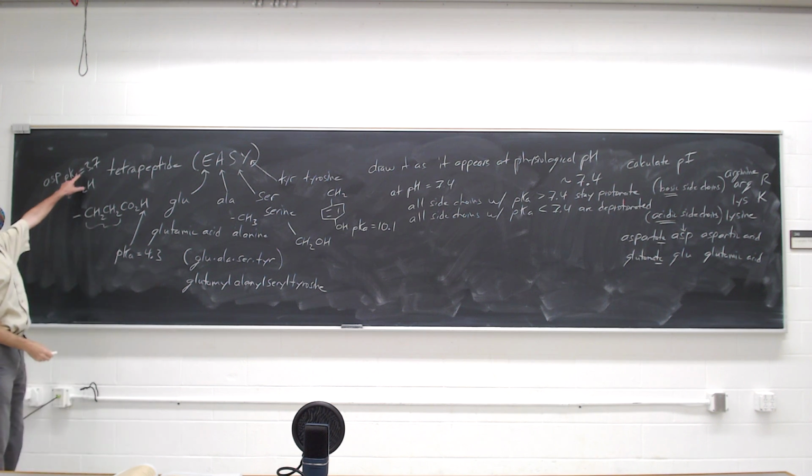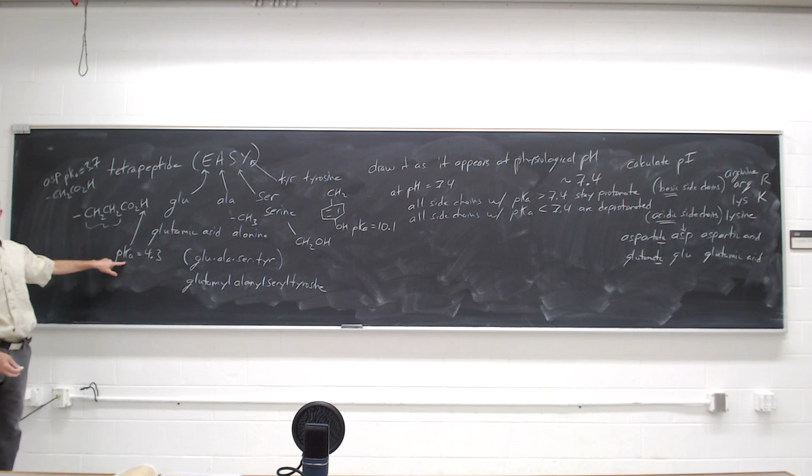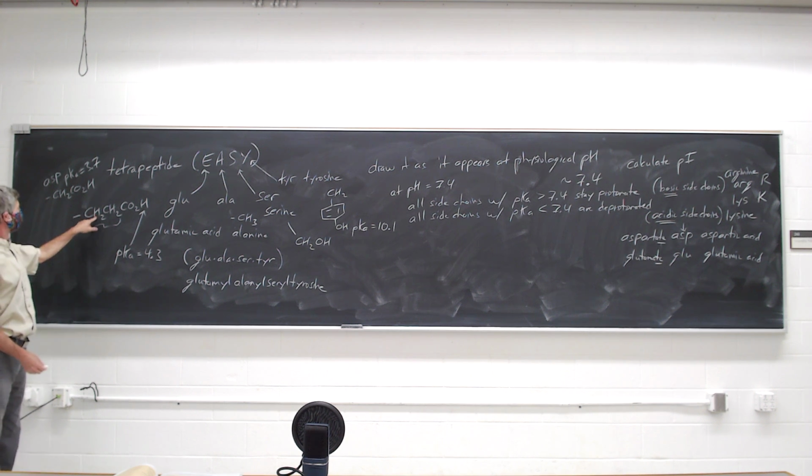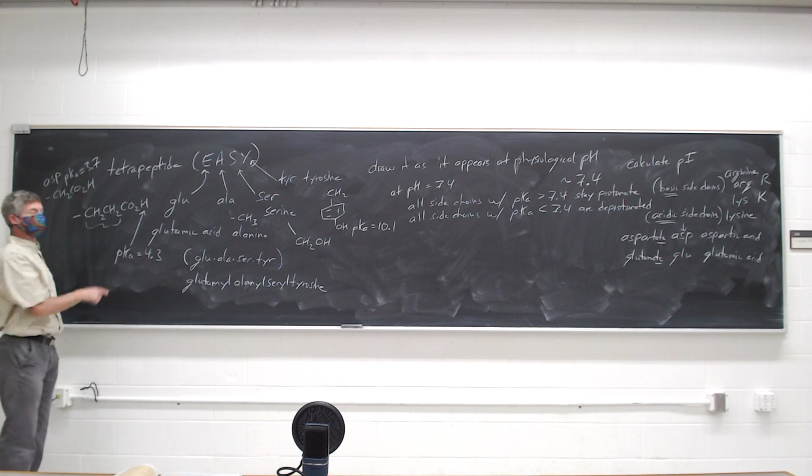Anybody want to tell me why the pKa of aspartic acid is lower than the pKa of glutamic acid? There's one less carbon separating it from the nitrogen. That's closer to the nitrogen than this one is, because there's an extra CH2. So this one's a little higher. So we know that at physiological pH, that's actually going to be deprotonated.